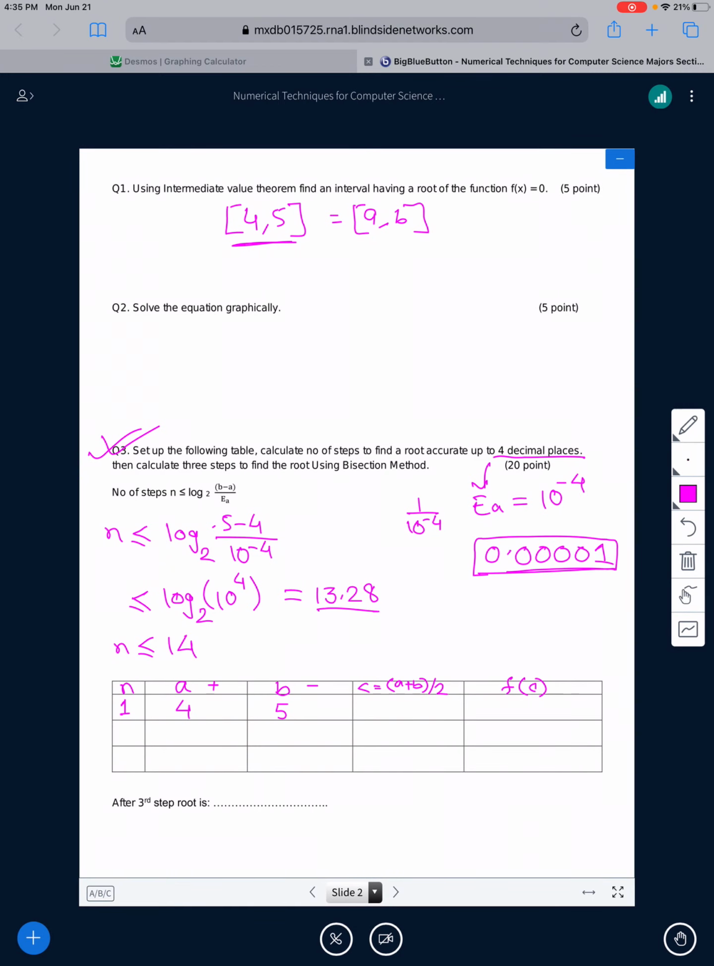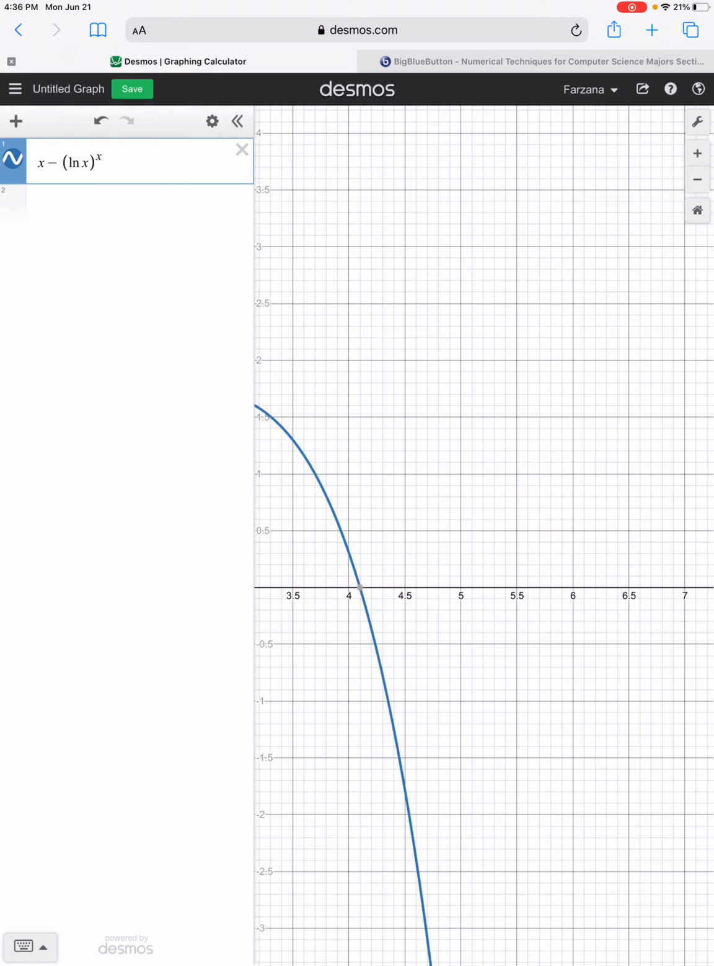Okay, so 4 plus 5 divided by 2 is 4.5. At 4.5 function is positive. So which one I want to replace on next step? In next step, this one was saying there is a root between 4 and 5 because at 4 function is positive, at 5 function is negative. Now I found that at 4.5 function is positive. Is it? At 4.5 function positive? Let me check again. Sorry, at 4.5 function is negative.